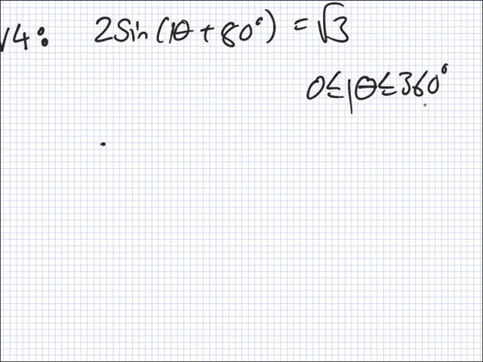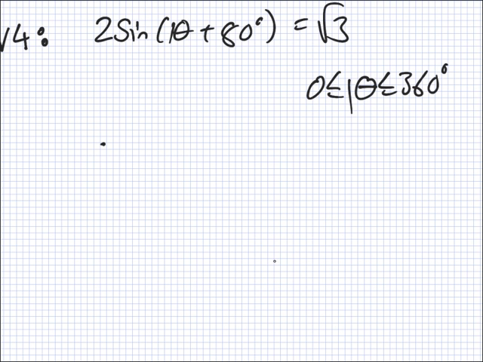If this was up to 720, how many solutions? 4. 4, because you have 2 periods then. And if this was a 2 and this was a 720, how many solutions? 8. Because the 2 periods would make a 2 and a 2, which is a 4. And then the 2 here would double it, making it 8.